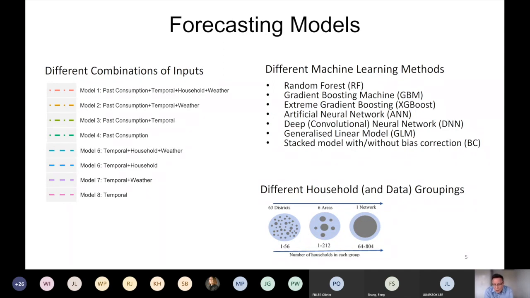The areas grouping, the middle one, is basically grouping the households based on the first part of the postcode. So in the UK, this normally means part of town. And then the final one, which is called here district, is based on the full postcode, which is typically neighborhood level houses. So in the districts, you have typically several tens of houses. In the areas, you have up to 212, and in the network even more.